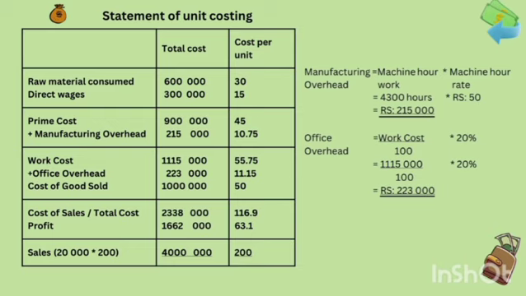Then the total of those amounts will be equal to the cost of sales, and the answer is 23 lakhs 38,000. Then we need to find the profit. First, calculate sales by multiplying the total number of units produced, 20,000, by the sales price of 200 rupees. That gives us 40 lakhs. Then, to calculate the profit, subtract the cost of sales, 23 lakhs 38,000, from the sales of 40 lakhs. So the profit is 16 lakhs 62,000.